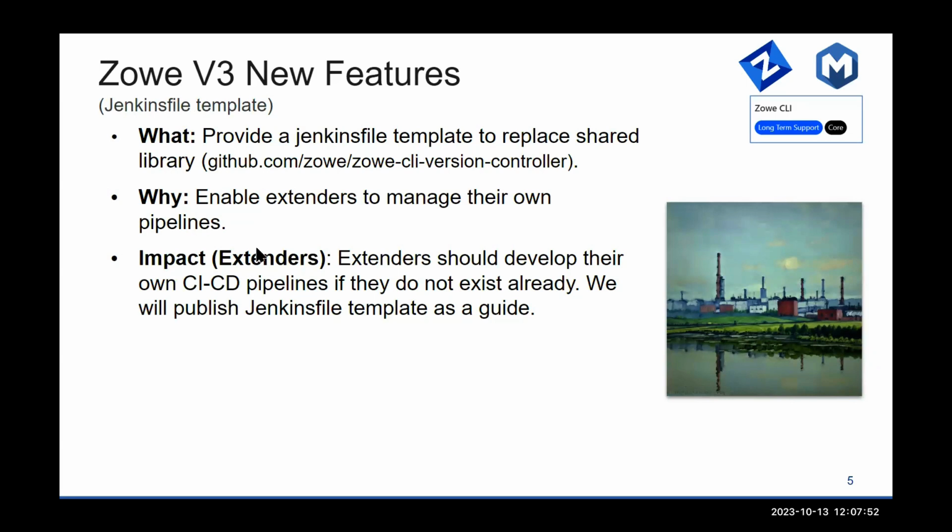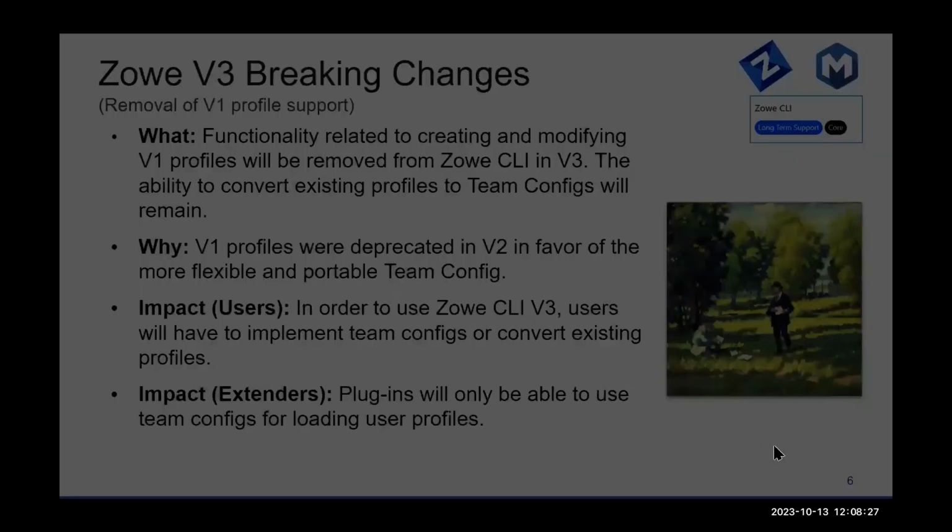And next, our plan is to provide a Jenkins file template that will replace the shared library, which can be found at github.com/Zowe CLI version controller. The goal here is to enable extenders to manage their own pipelines. And so the impact to extenders, if they happen to use this shared library, will be that they'll have to develop their own CI/CD pipelines if they don't exist already. And we'll be providing a Jenkins file template as a guide so that they can more easily roll out their own CI/CD pipelines.